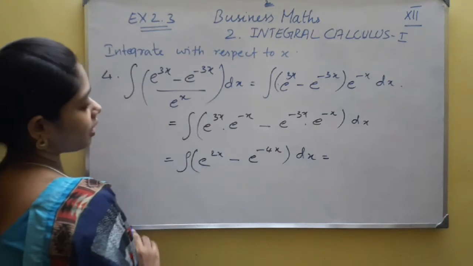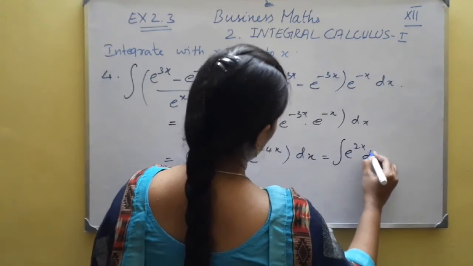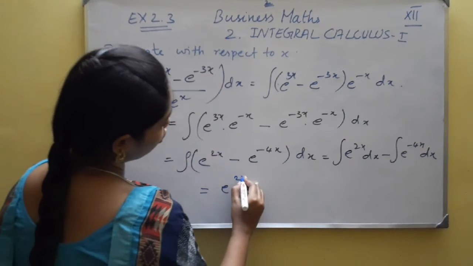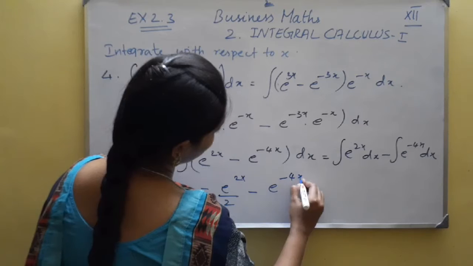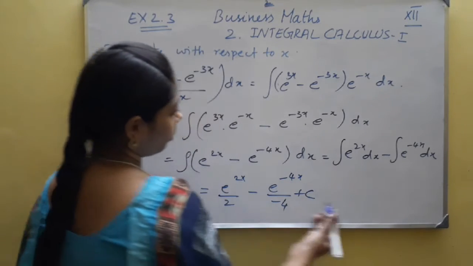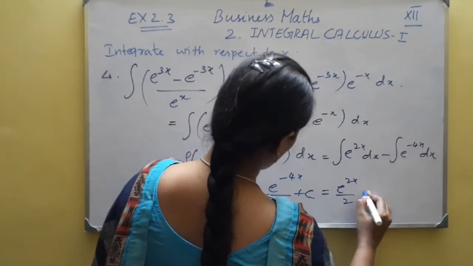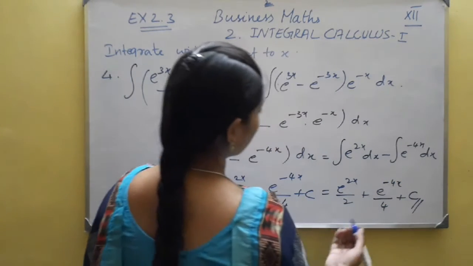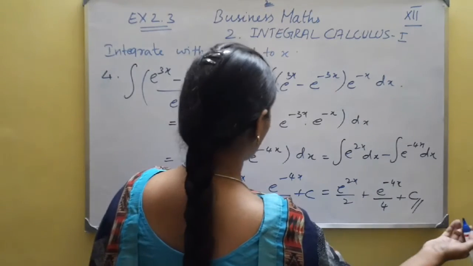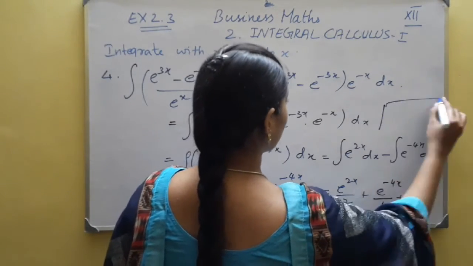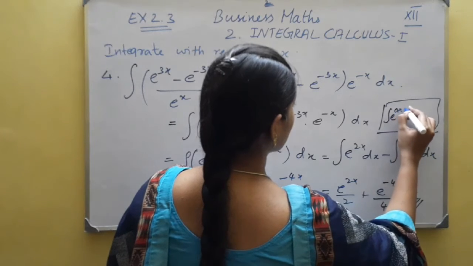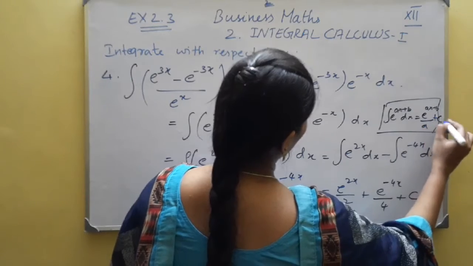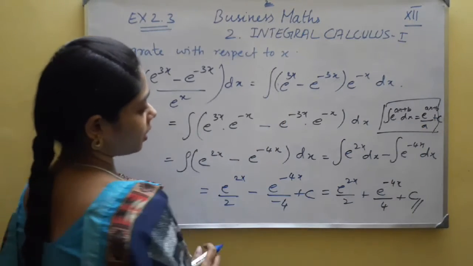Now take this integral sign for each term: integral e power 2x into dx minus integral e power minus 4x into dx. Now you will get e power 2x by 2 minus e power minus 4x divided by minus 4 plus c. You can conclude the solution: e power 2x by 2 plus e power minus 4x by 4 plus c. By using the formula, just note it on your right hand side. I am noting it here: integral e power ax plus b into dx equals e power ax plus b divided by a plus c. I am using this formula to integrate this part.